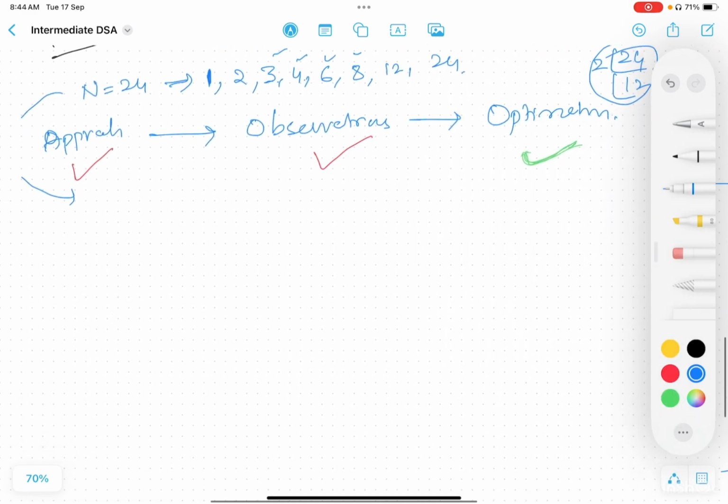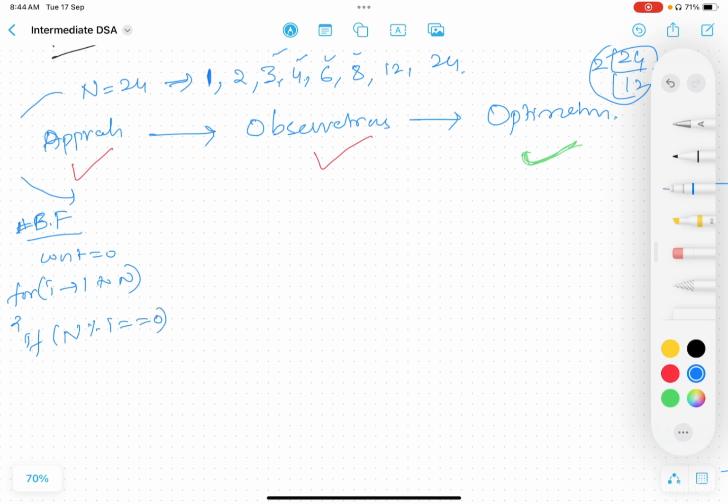If you try to put this in terms of code, which is a brute force approach, right? Brute force, or BF, generally you need the count. So count equals 0, right? So what are we doing? We are iterating from I equal to 1 to n, where we see if it is a factor, that is, the number is properly divisible by I.